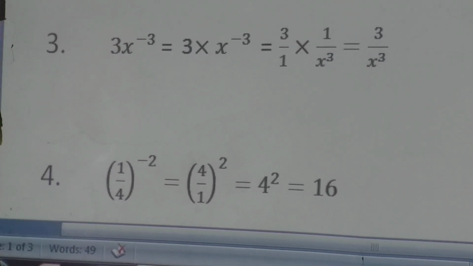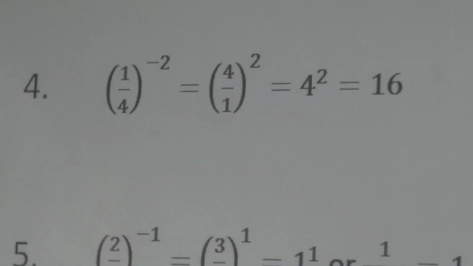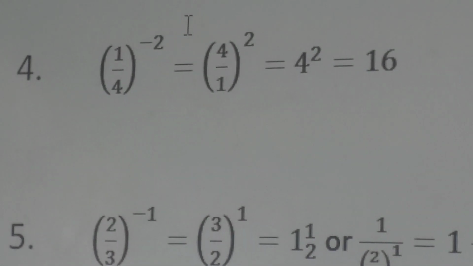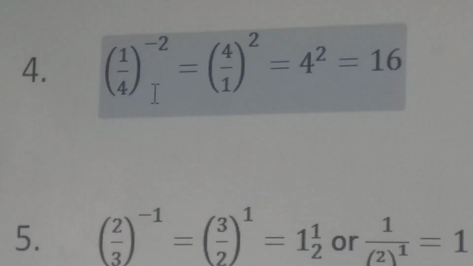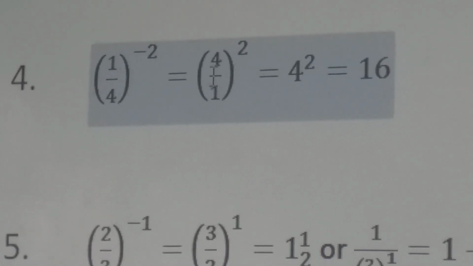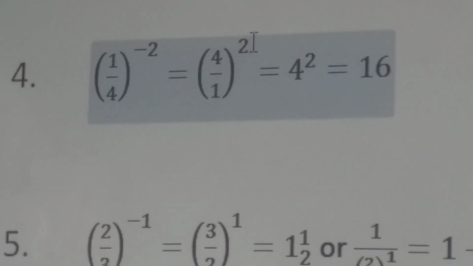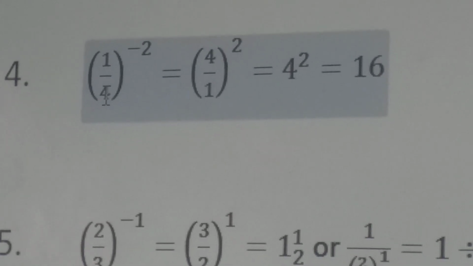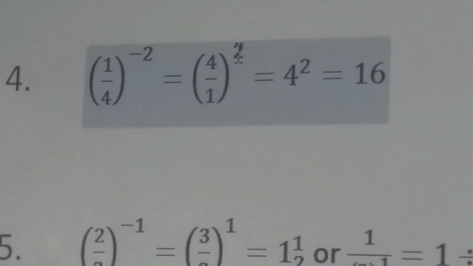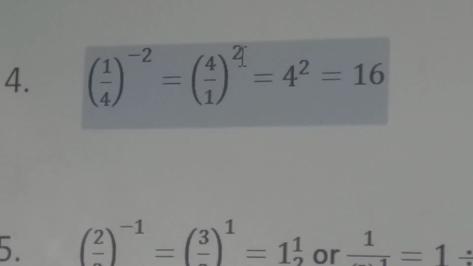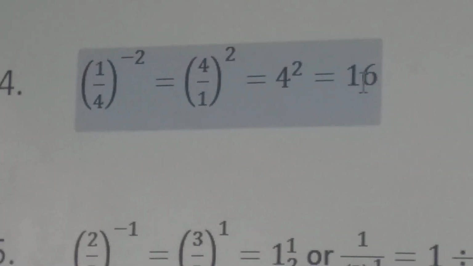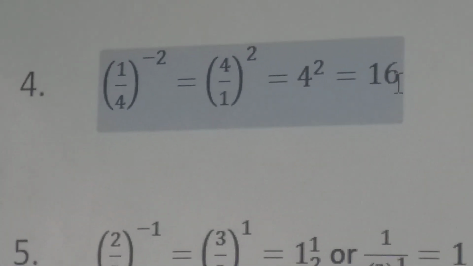Right, going on to number 4. Number 4 says 1 over 4 in bracket to the power minus 2. I said when a fraction is raised to a negative power, you just invert the base so that the power becomes positive. So inverting the base means 1 over 4 becomes 4 over 1. Once you invert the base, the power becomes positive. So it becomes 4 over 1 to the power 2. But 4 over 1, we know that 4 over 1 is 4. So we say 4 to the power 2, which is equal to 4 times 4, that is 16.